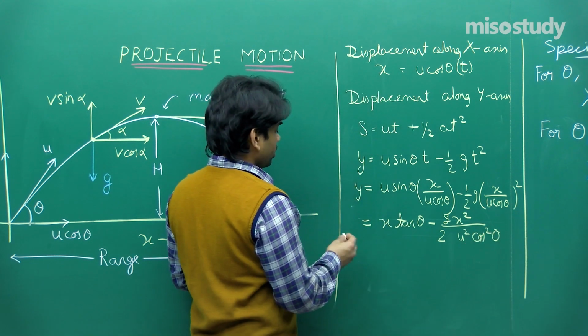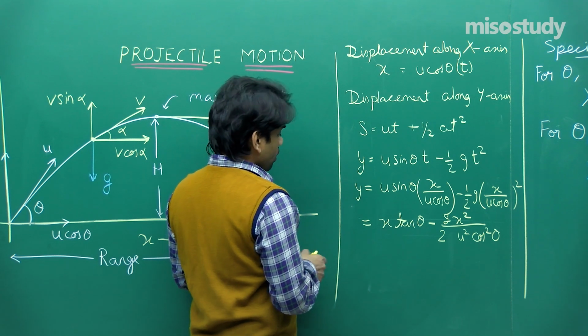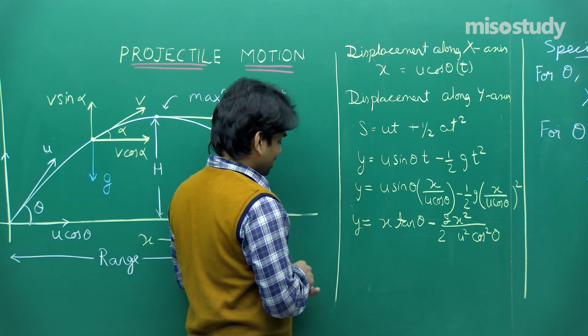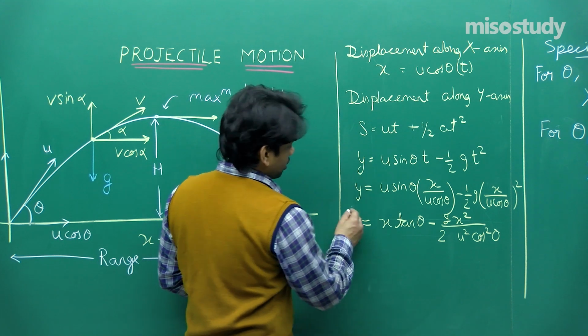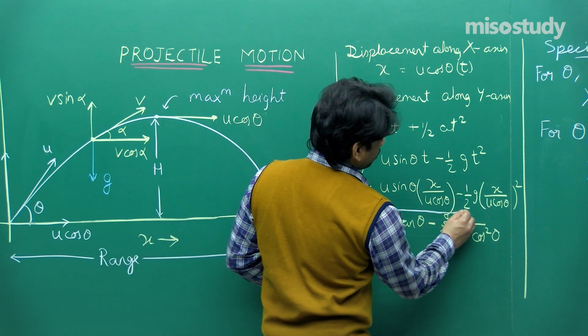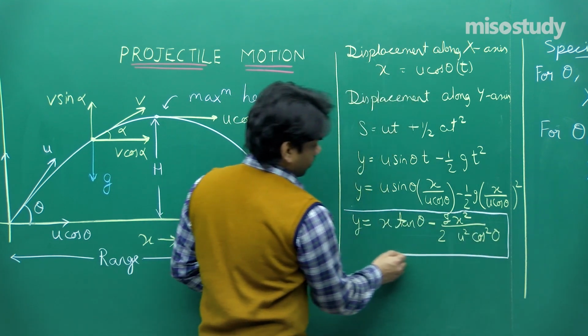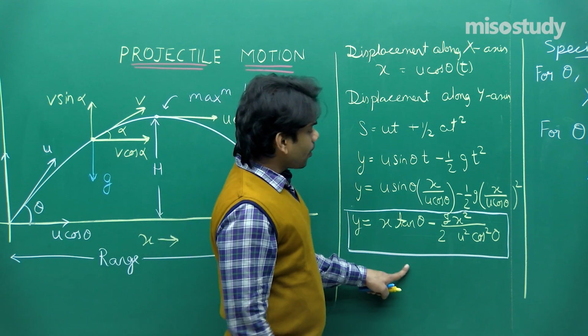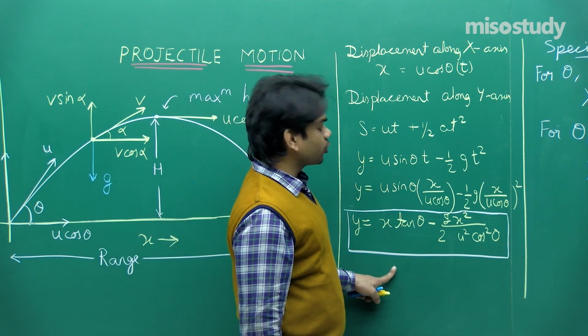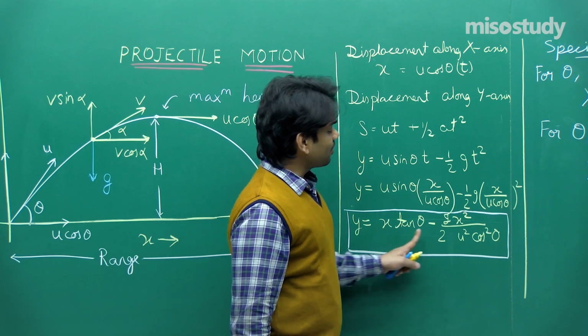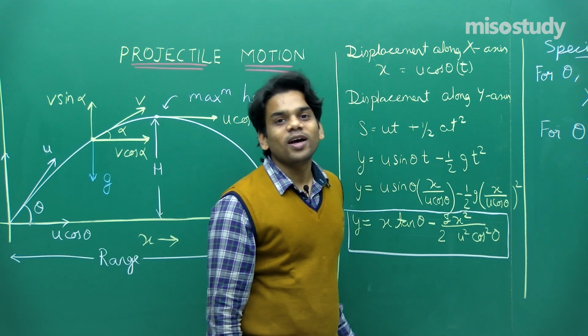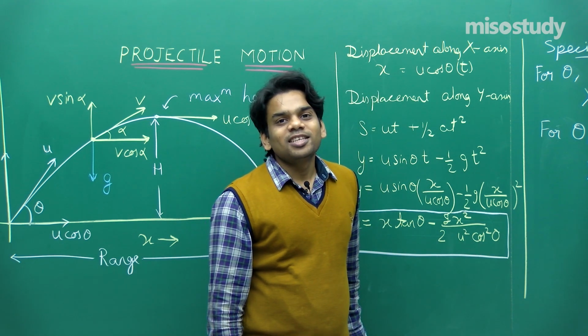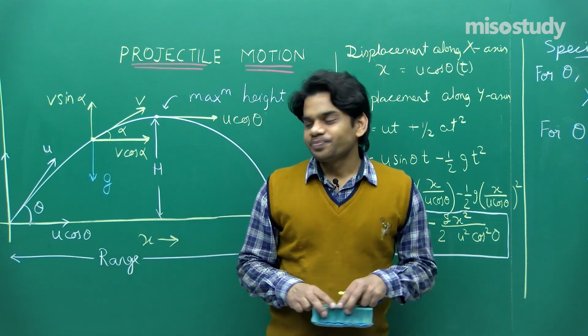This is actually the trajectory of the particle, showing how y and x are related to each other. So note down this equation separately. Now I am also writing the equation of trajectory. You should remember: y equals x tan theta minus half g x square upon u square cos square theta. This is the equation of trajectory of the particle.